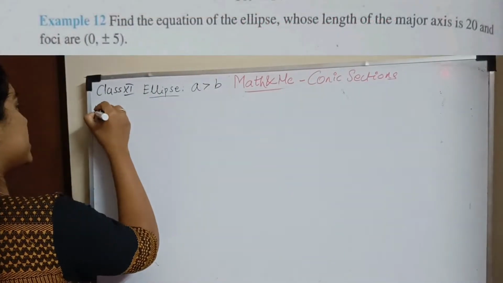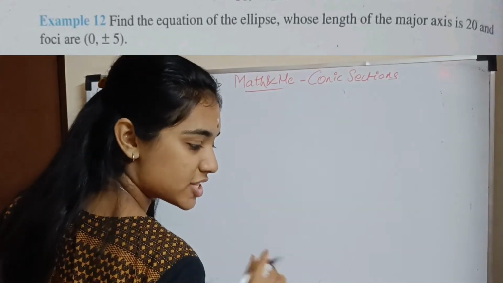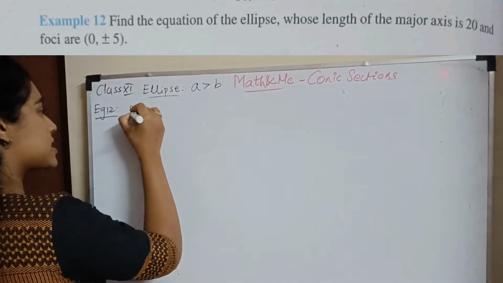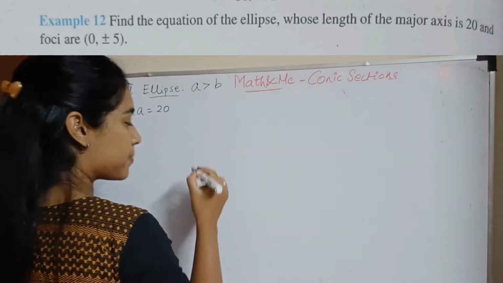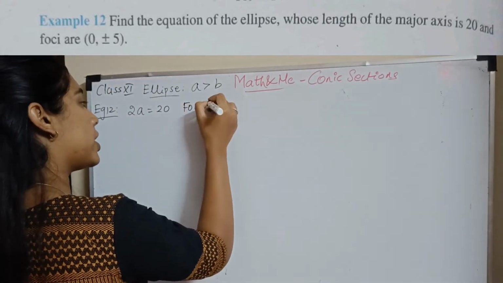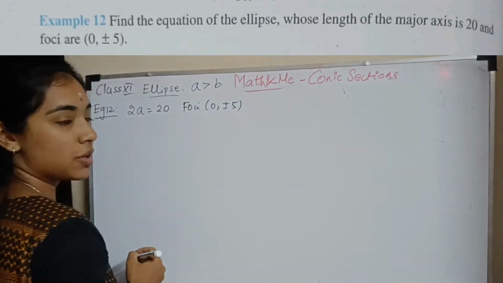Okay, example 12. The length of the major axis is 20. So major axis, 2A, is given to be 20, and the foci points are 0, plus or minus 5. You need to find the equation of the ellipse.